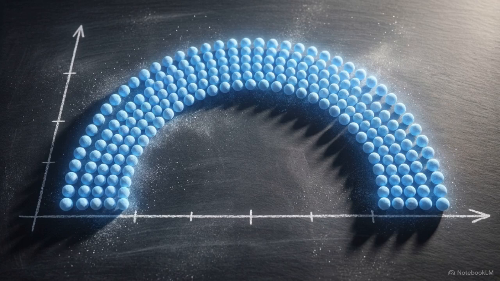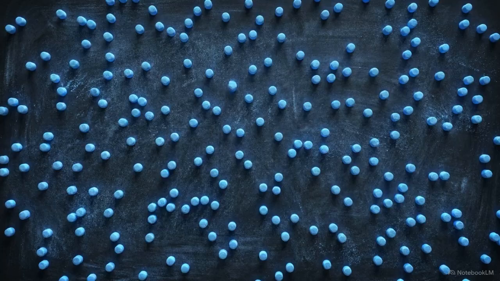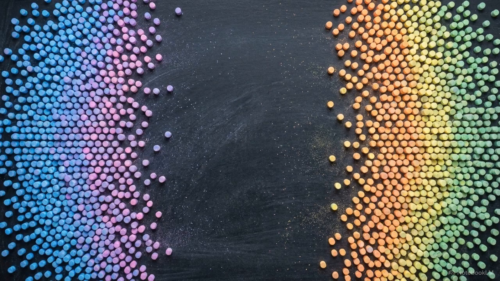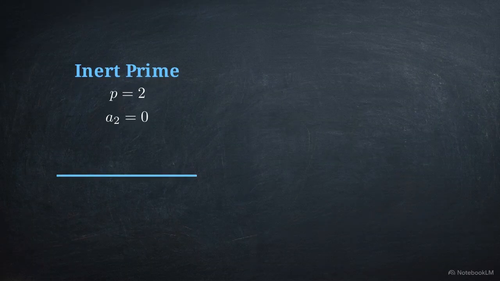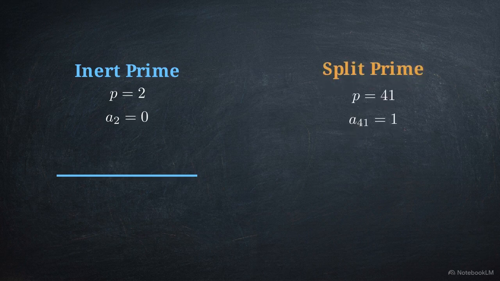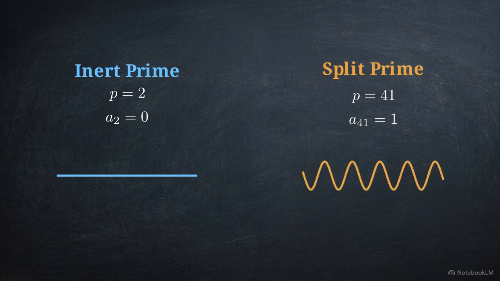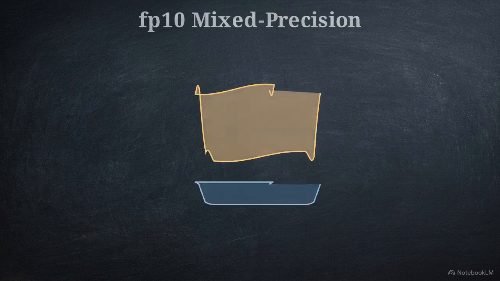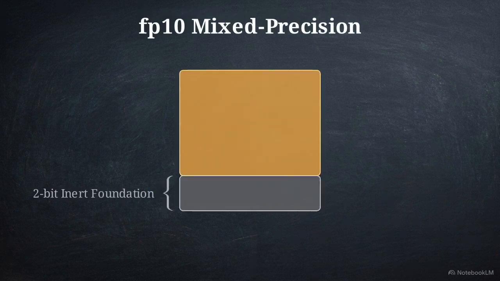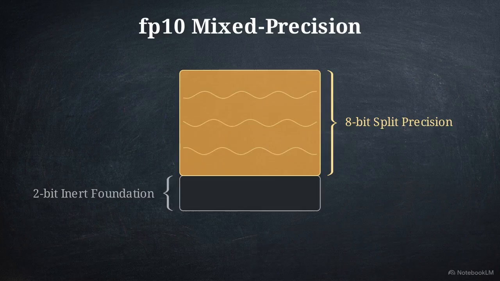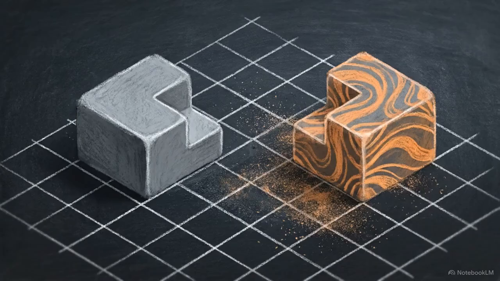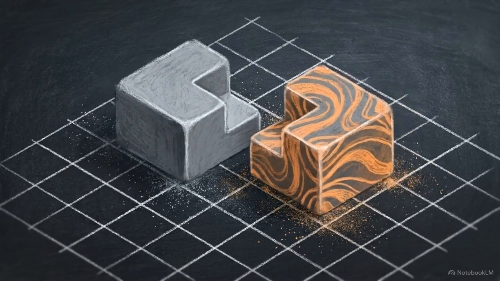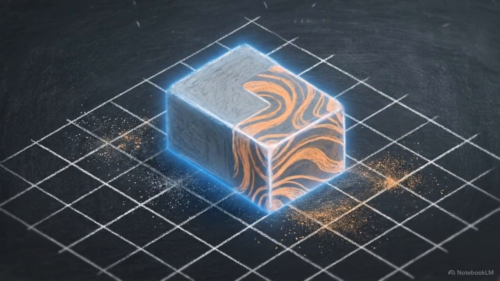Analyzing prime numbers through the CM-SATO-TAT distribution allows for even higher efficiency. Under this distribution, primes partition into two distinct types, the inert primes and split primes. An inert prime like p equals 2 deterministically yields a trace of 0. This creates an encoded channel with 0 structural drift. A split prime like p equals 41 yields a small analytically bounded drift. These can be combined into an FP10 tensor, a 2-bit inert channel providing a drift-free foundation, and an 8-bit split channel managing the remaining precision. This asymmetric prime selection creates a new mixed precision format that completely eliminates variance without the need for any calibration.